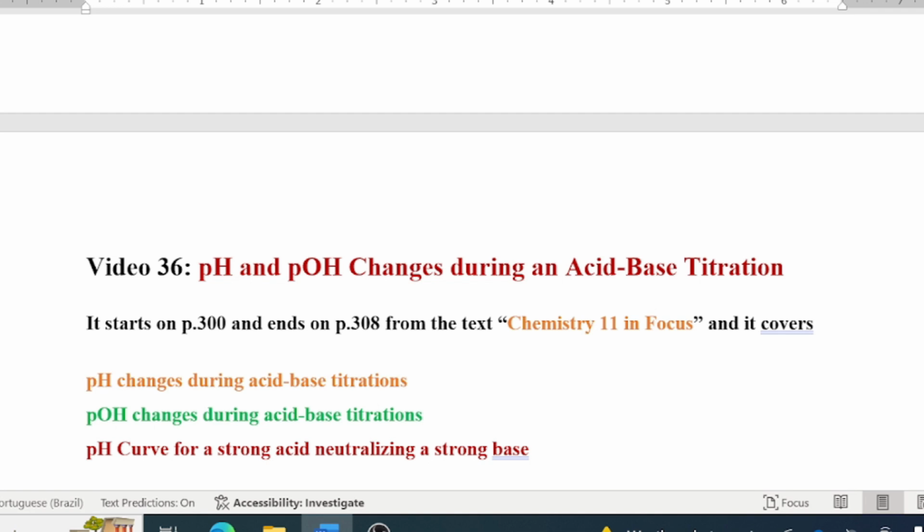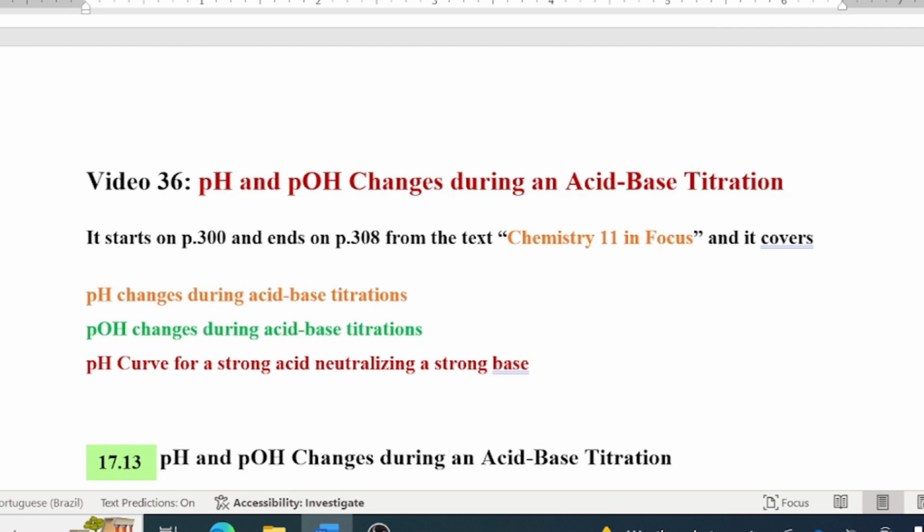Today we are teaching you how to calculate pH and pOH changes during an acid-base titration. So these are the concepts we're talking about. I'll show you how to calculate pH changes during acid-base titration, pOH changes during acid-base titration, and we talk about how a titration curve is derived from an acid-base titration between a strong acid and a strong base.